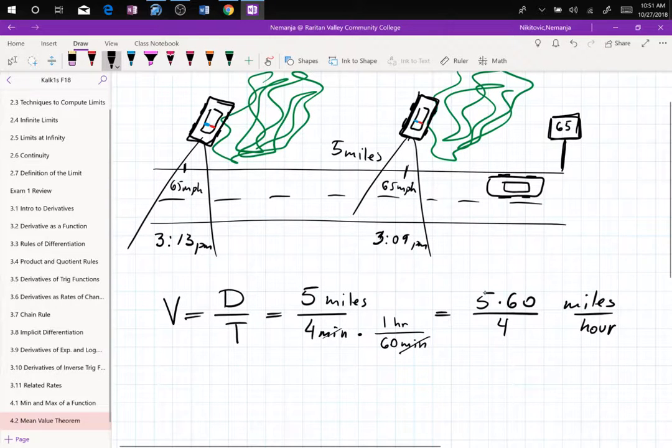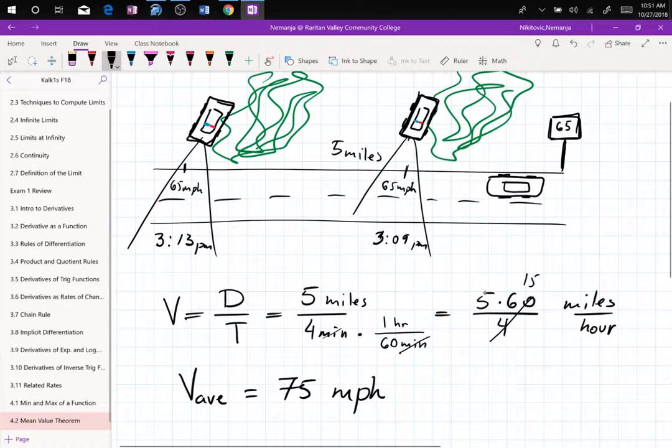Great. So now my average velocity is going to be, I cancel these guys, I get 15. 5 times 15 is 75 miles per hour. Great. 75 miles per hour average speed, and we went through both of these traps at 65.